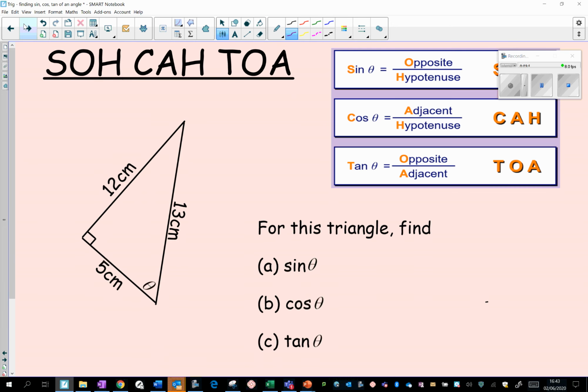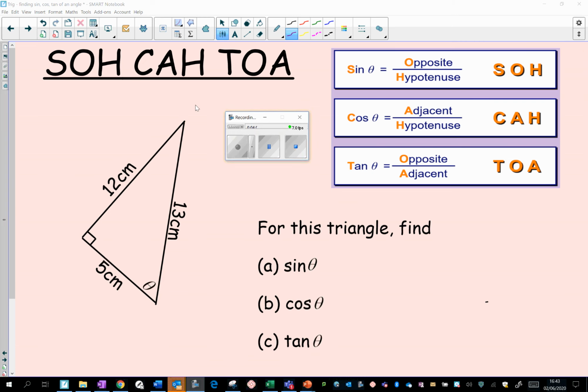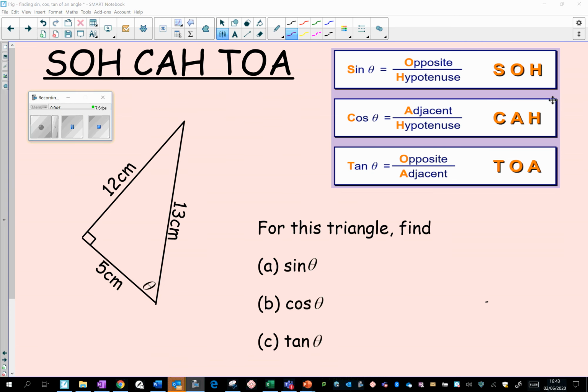So how do they work? Well, first of all, let's do a fairly straightforward example. Let's just move that out of the way. So I've put those there to remind us. So for this particular triangle, we're going to find the sine and the cosine and the tangent. Okay, so first of all, label the sides.